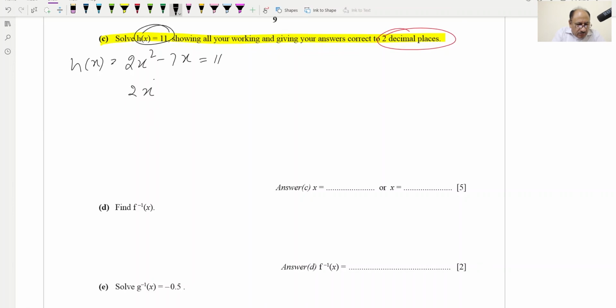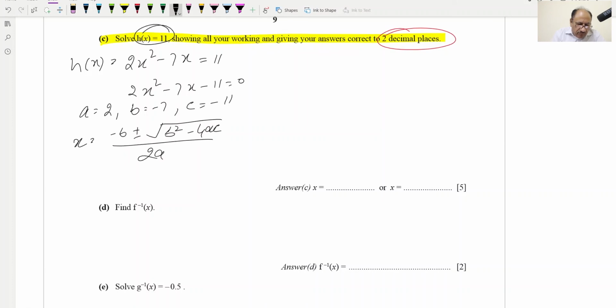So for the quadratic equation, we can shift 11 to the other side, so it will be minus 11 is equal to 0. And now we can take the ABC values. A is equal to 2, B is equal to minus 7, and C is equal to minus 11. We can apply the quadratic formula. So x will be equal to minus b plus minus the square root of b squared minus 4ac, over 2a. This will be the quadratic formula which we will be applying, and we will be replacing the values.